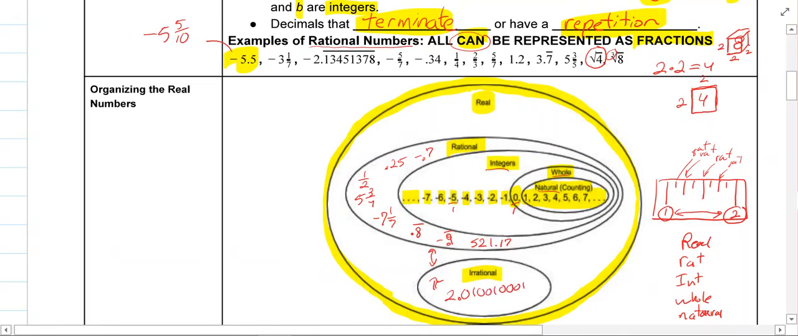2.010010001. I'm just adding more zeros in between the ones. That means it's never going to repeat. It is a pattern, but it's never going to repeat. It just keeps on going and going and going. So I'll put these dots. That's irrational. We can't write that as a fraction.